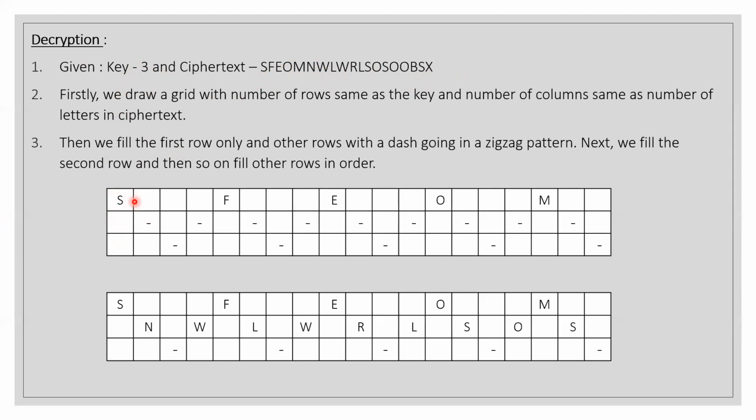For decryption, we start again with the top left box in the grid, and we start inserting the first letter. Then we go on inserting a dash until we bounce back to the first row. Once we are back to the first row, we insert the next letter and so on. When I reach this M, if I go down diagonally, there is no grid here, so I'll have to come back to the second row. In this way, we decrypt the message in the rail fence cipher.